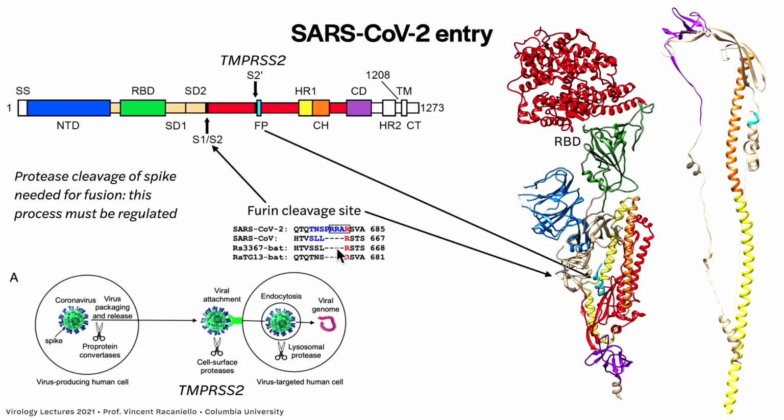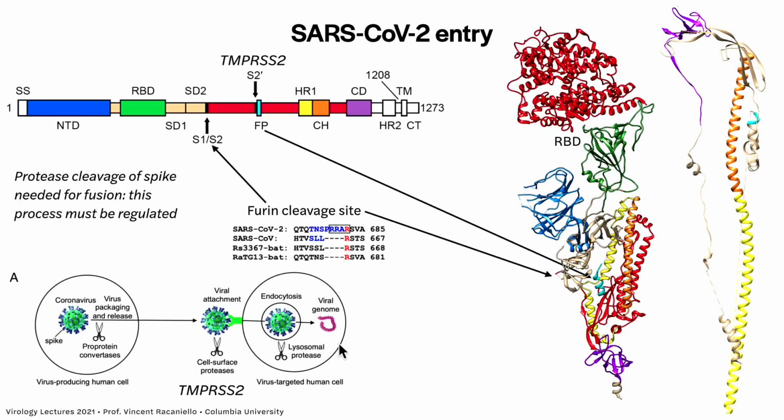And that's the cleavage site for furins, RRAR. It's a multi-basic amino acid cleavage site. And what's very interesting is that SARS-CoV-2 has it, but SARS-CoV-1 does not. And the two bat coronaviruses, which are the closest to SARS-CoV-2 in sequence, do not have it either. So somehow this was acquired in evolution.